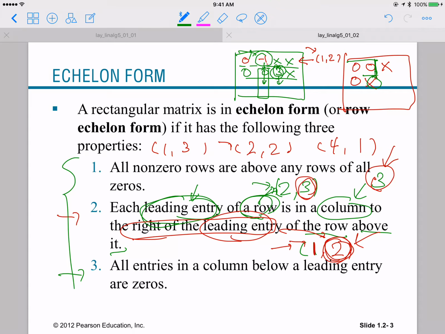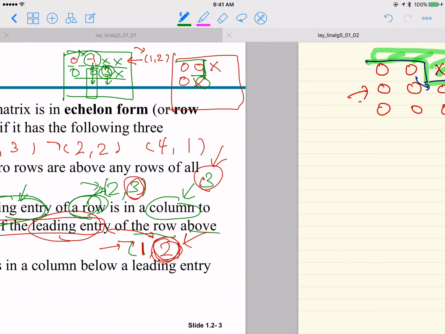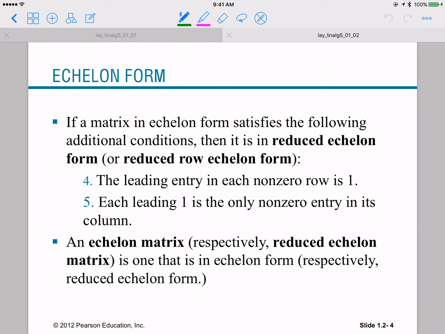So once you satisfy these 3 conditions, what was the first one? The first one was that all-zero rows we put at the bottom of the matrix. So that's another simple condition that we have to satisfy to make this kind of staircase. So that is the formal and mathematical definition of the echelon form.